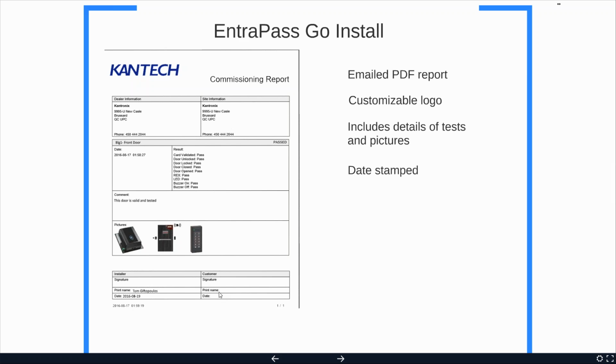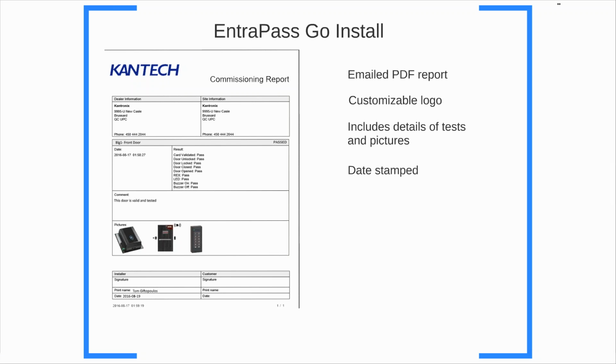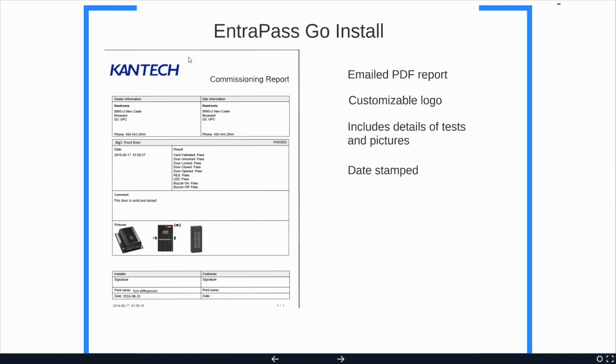And as a customer, you can sign off on the commissioning, on the report, saying that, hey, by the way, this door worked. It's all date stamped, and you get to have your logo up here. We put the Kantech logo that looks pretty, but you can put any logo you want as an integrator. So the customer can keep these reports, paper copies or digital copies, and in the Kantech software have the report itself through the EntraPass components.